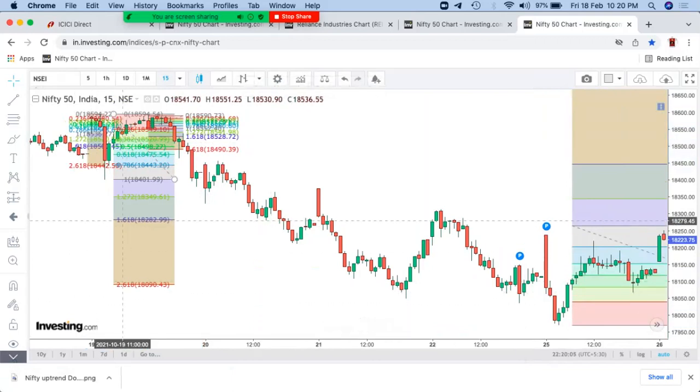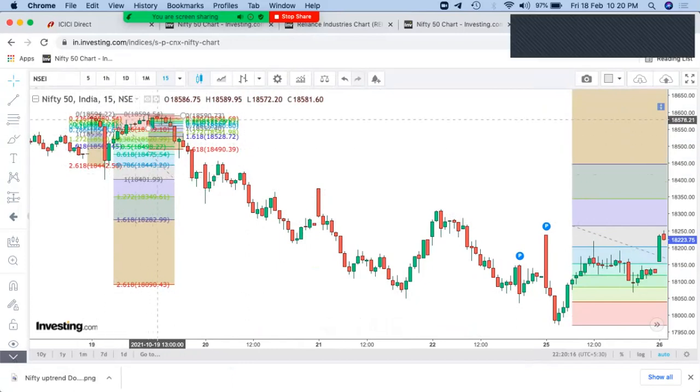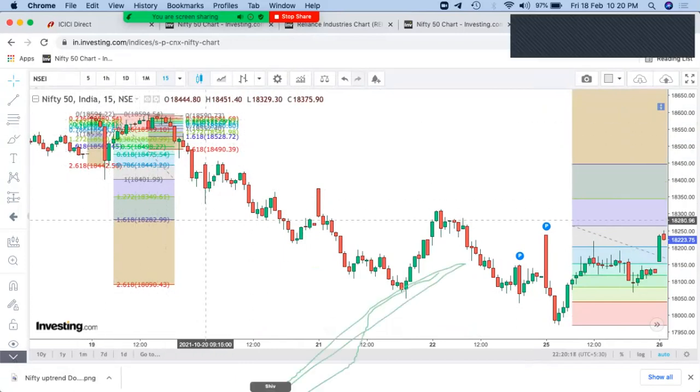Right? So this was the same day, 19th, right? So it started from the range which is there. It tried to go up, and after that, it did come down. Right? Where did it come down to? 1.618 level.